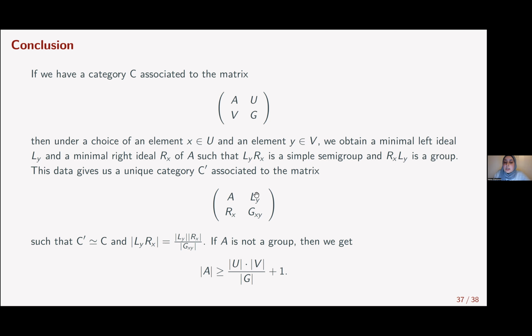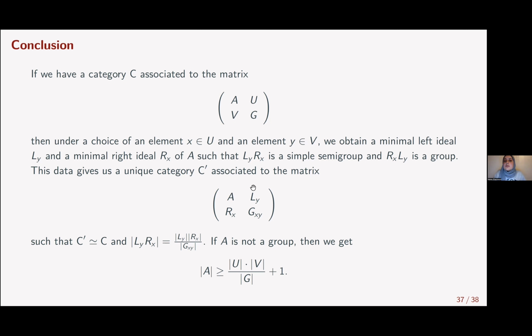coefficients in the matrix satisfy these conditions, and it means that we get that A should be greater or equal than UV over G plus 1. And actually, if we reformulate this formula here, this inequality, we obtain that the determinant of the matrix M should be greater or equal than the order of G, which, if you remember in the first section, when we had a matrix A, B, C, D, we said that if one of the diagonals is 1, then the determinant should be greater or equal than 1.